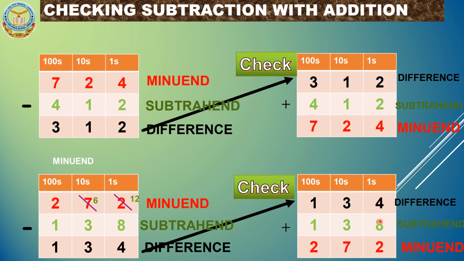8 plus 4, 12. Write down 2 here. 1 goes to carry in the tens place. So 3 plus 3, 6. Plus 1, 7. Write down 7 in the tens place. Then move to the hundred place. 1 plus 1, 2. So we got 272, which is our minuend. Hence our difference is correct. In this way we can check subtraction with the help of addition.